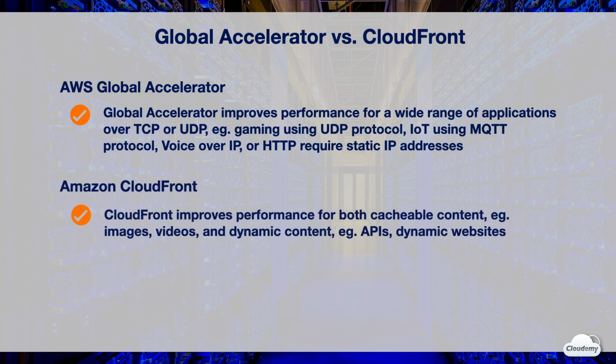CloudFront improves performance of content delivery for both cacheable content, such as images and videos, and dynamic content such as APIs and websites. Both Global Accelerator and CloudFront are integrated with AWS Shield for DDoS protection.